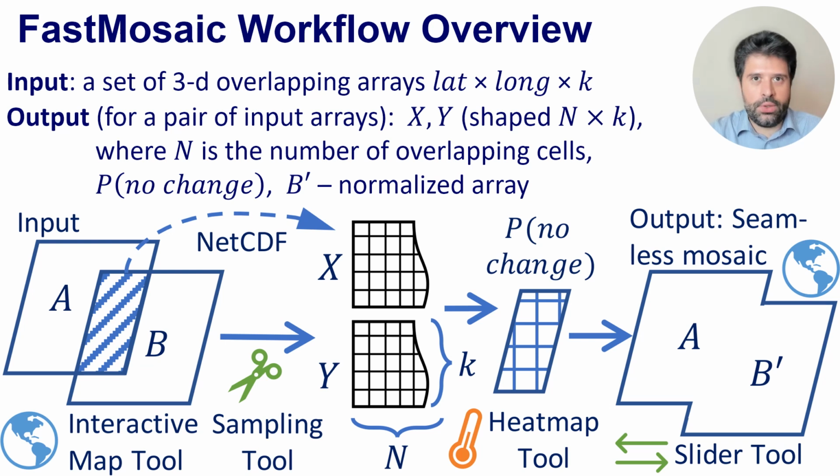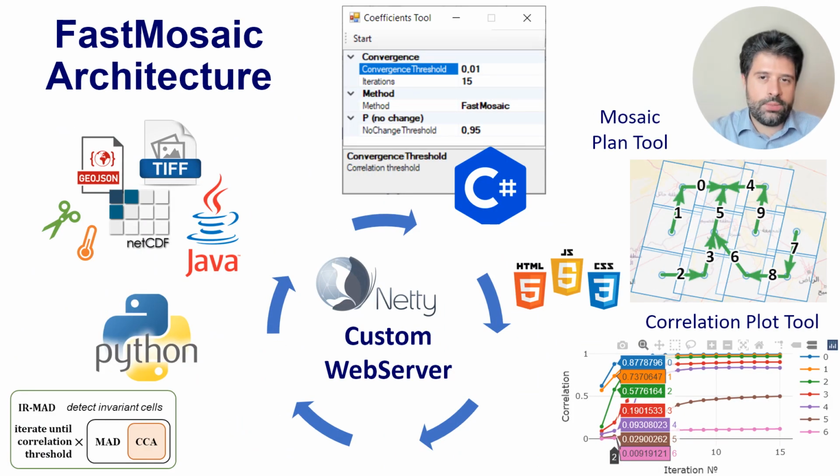The first is a manual mosaic plan, that is a batch run on all input arrays. And the second is a step-by-step detailed mode for two input arrays as shown on the slide. FastMosaic is implemented in Java, C#, Python, and JavaScript connected via a custom web server. Note that FastMosaic operates directly on ordinary files of standardized formats, GeoJSON, NetCDF, GeoTIFF, and others. So we can explore the mosaicing process in full depth at any stage.